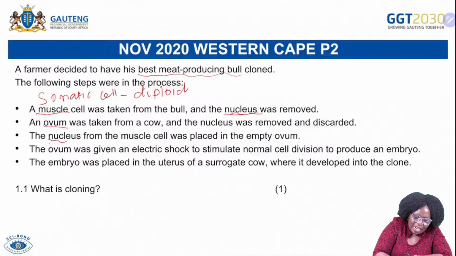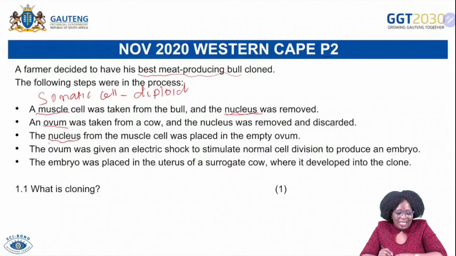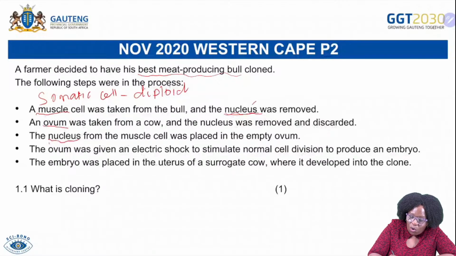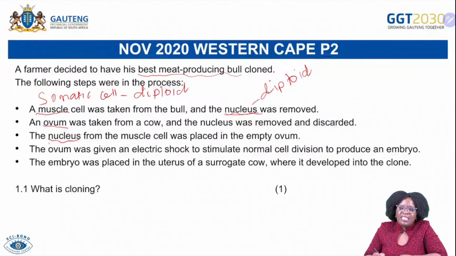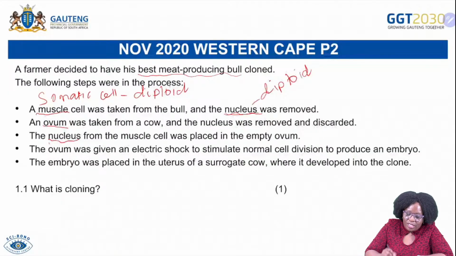The nucleus, and I want you to think, because we said the muscle cell is diploid, it means that this nucleus already has got diploid number of chromosomes. It has got diploid, its complete set. So the nucleus was removed from the muscle cell and was placed in an empty ovum. The ovum was given an electric shock to stimulate normal cell division to produce an embryo. The embryo was placed in the uterus of a surrogate cow, where it developed into a clone.